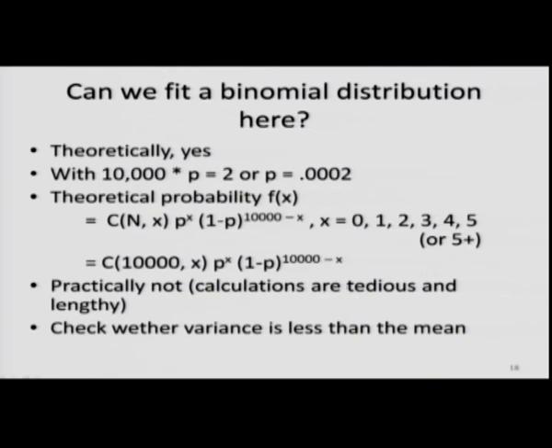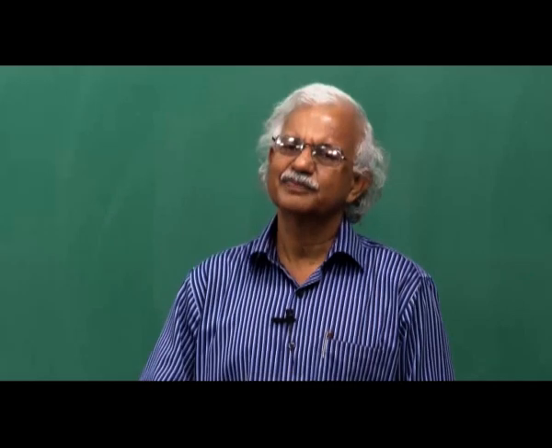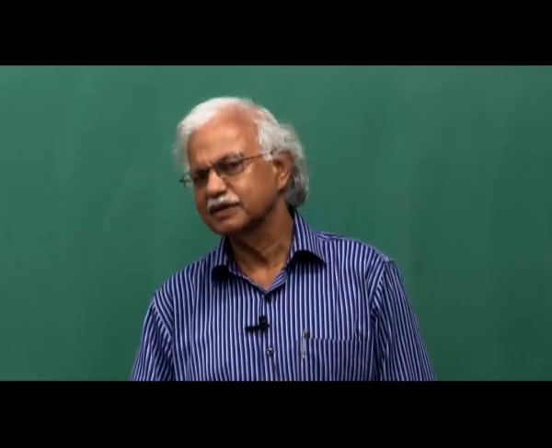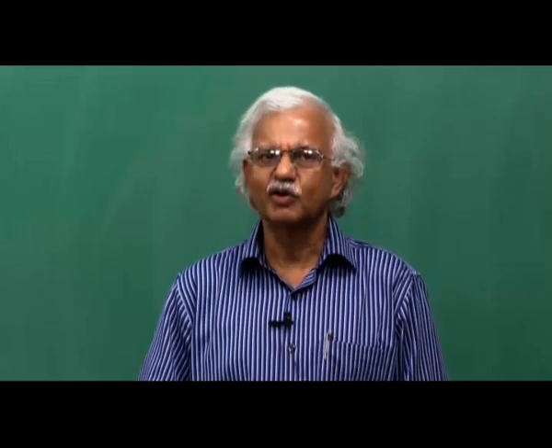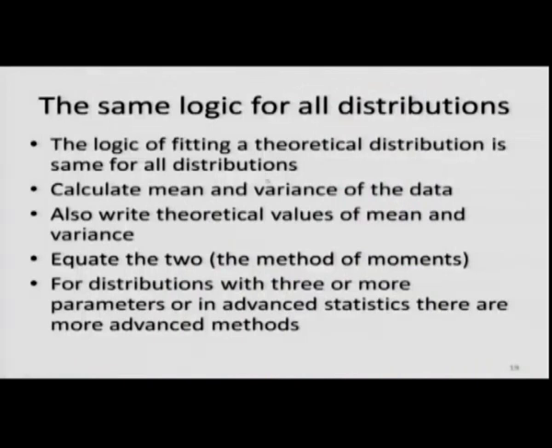Now, practically, calculations for the binomial distribution will be very tedious, and you can also see whether the variance is less than the mean or more than the mean, and decide accordingly. Normally the binomial distribution will be used when the sample size is small, but when the sample size is large, you use the Poisson distribution, provided the probability is low and the sample size multiplied by the probability is a small finite quantity. The same logic applies to all distributions. The logic of fitting a theoretical distribution is the same for all distributions.